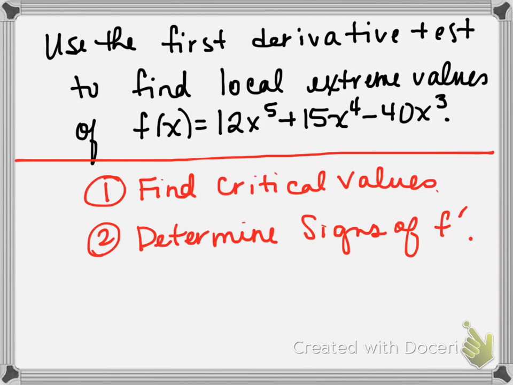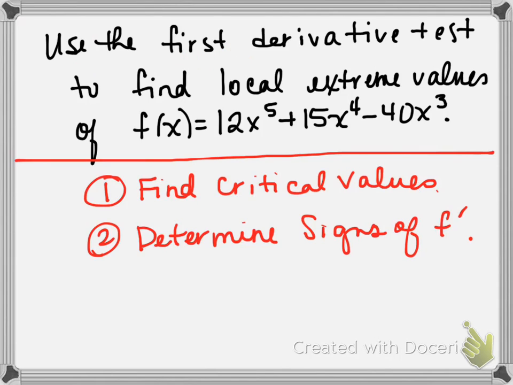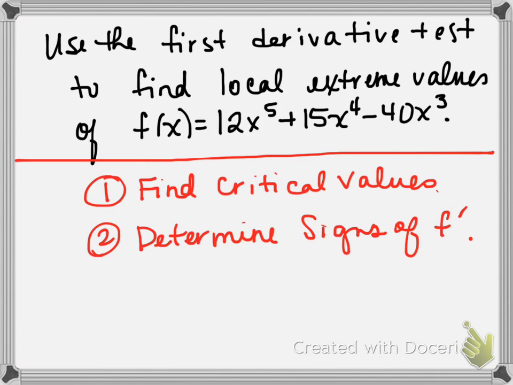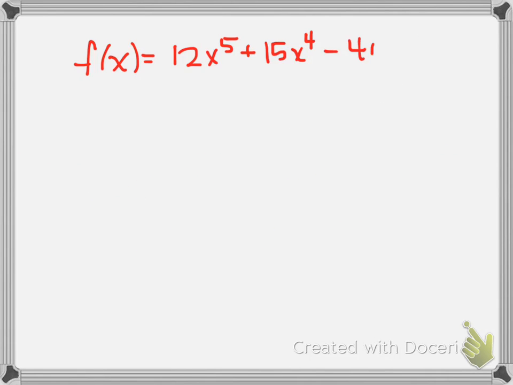So I'm going to rewrite my function. It is f of x equals 12x to the fifth plus 15x to the fourth minus 40x cubed. So to find the critical values, remember these are places where the first derivative is 0 or the first derivative does not exist.